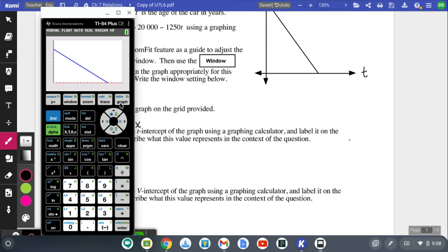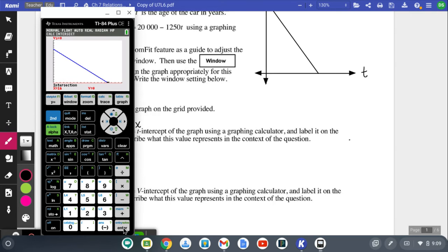It'll be a red line or a line across the bottom. You may or may not see it. Make sure you put y equals 0 in there. And then we go second function, calculate, intersection, enter, enter, enter. And we get that it's 16. We already knew that. This just confirms it, okay?